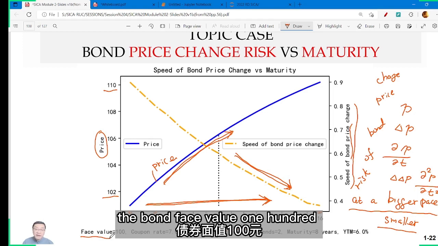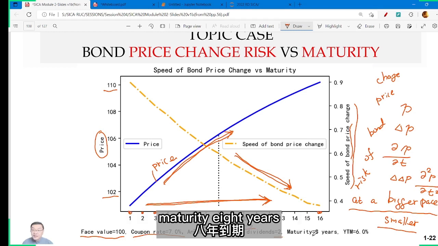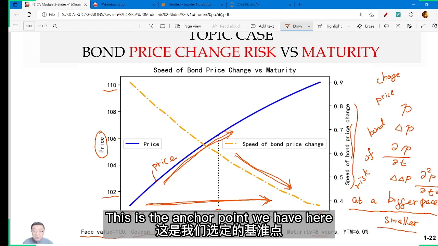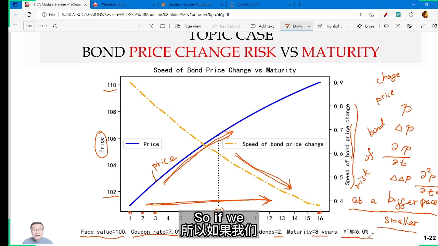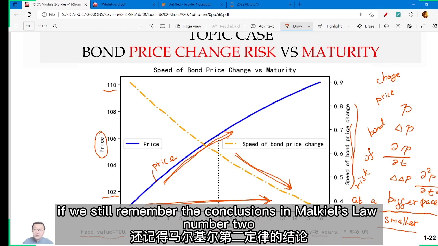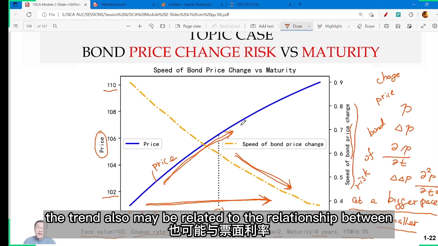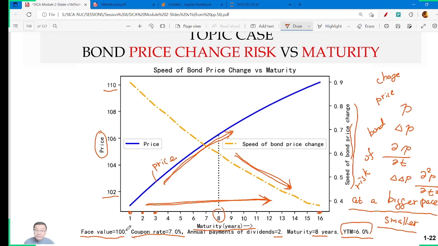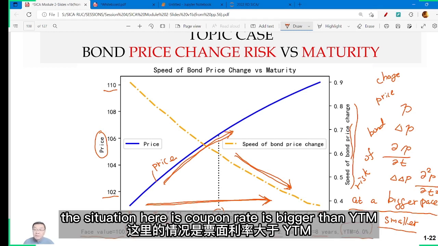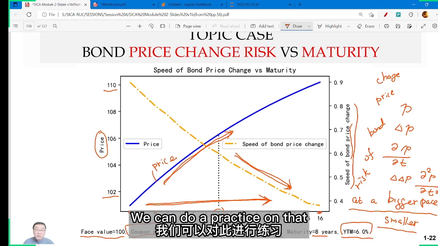We have the bond face value 100, coupon rate 7%, redemption 2 times a year, maturity 8 years. Okay, this is the anchor point we have here. And we have YTM 6%. So if we still remember the conclusions in Moki's law number 2, we are aware that the curve, the trend also may be related to the relationship between coupon rate and YTM. The situation here is coupon rate is bigger than YTM. What about the situations if coupon rate is less than YTM? We can do a practice on that.